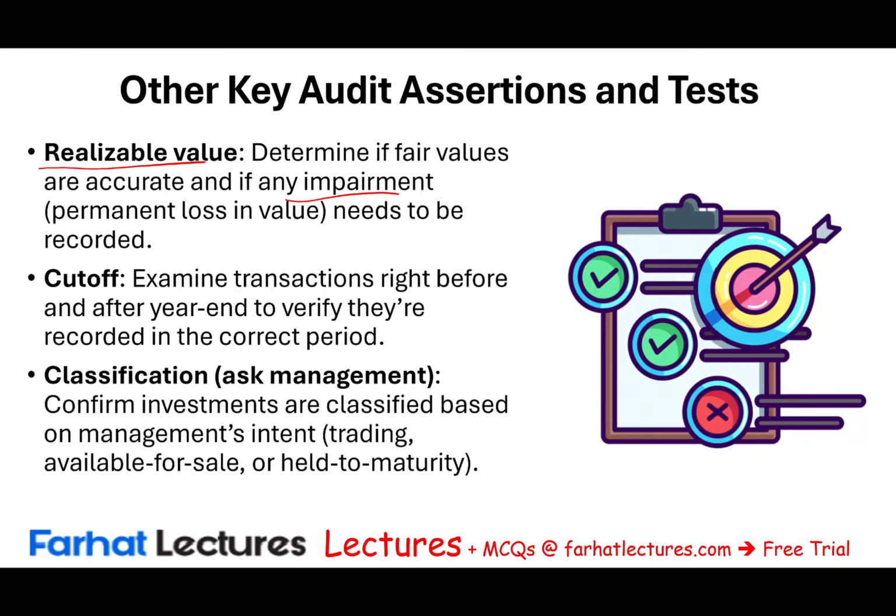And classification. Classification is what? Is it trading securities? Is it available for sale? Is it held to maturity? You would simply ask management. They should separate them in the schedule, but you would also ask them to make sure that's what they want to do. Because classification is based on management intent, whether it's trading, available for sale, or held to maturity.